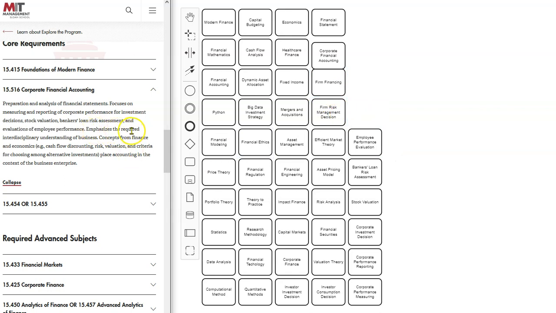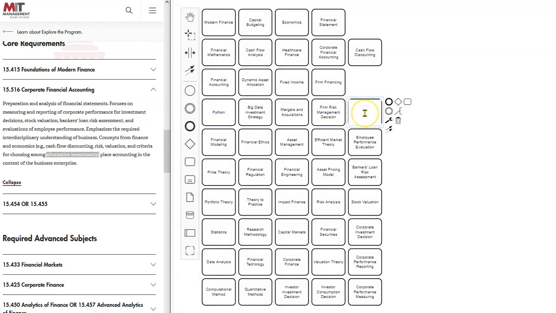Alright, so we have what's going on here. This is pretty general, interdisciplinary understanding of business, concepts for finance and economics, cash flow, discounting. Now we have cash flow analysis, but there must be something slightly different. Cash flow discounting. Risk valuation criteria. Oh, alternative investments.